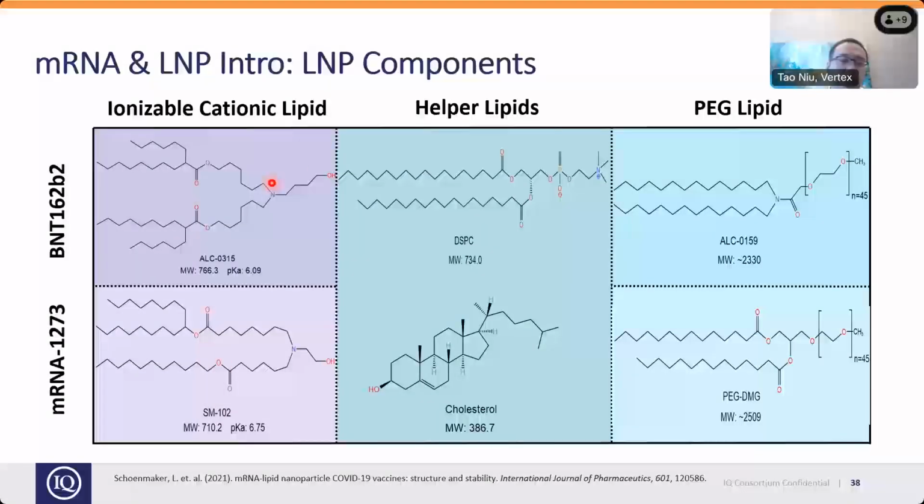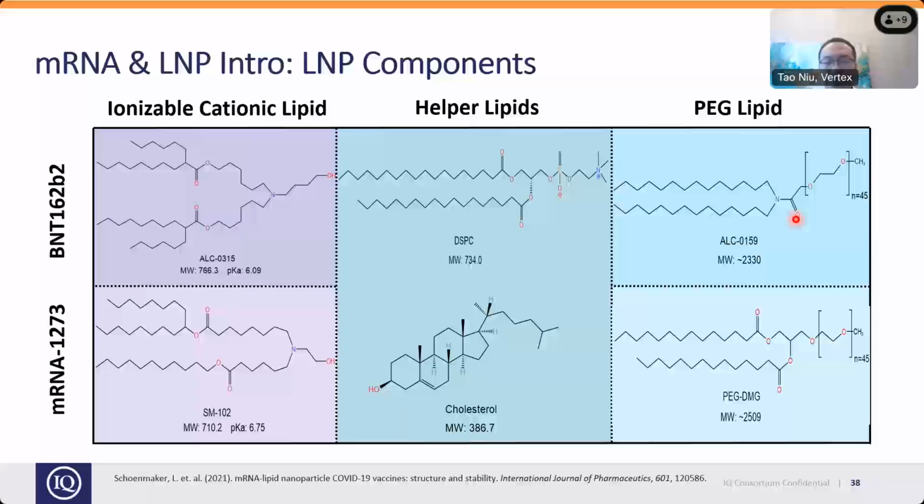And here is a structure of the lipids for the two COVID vaccines. On the top, we have the one from Pfizer and BioNTech. At the bottom, we have the one from Moderna. And as you see, for ionizable cationic lipid, typically there's a tertiary amine and a couple of ester bonds. The pKa is typically between 6 and 7, which is responsible for the disintegration of the entire LNP and therefore release of mRNA in the endosome. And two helper lipids, they are endogenous, DSPC and cholesterol. And lastly, the PEG lipid to the right.